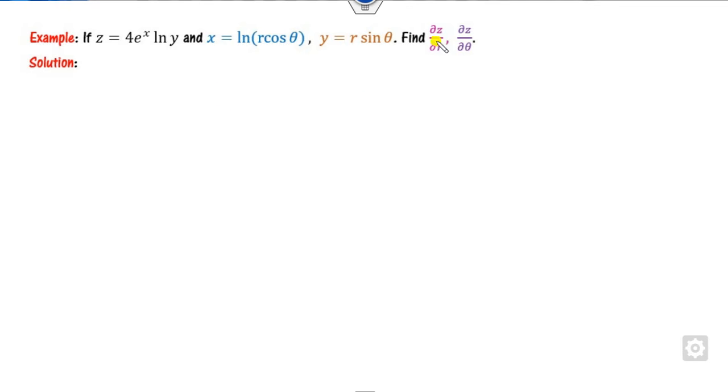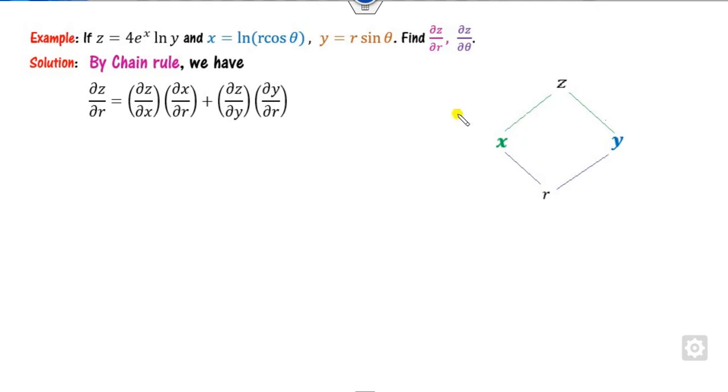Look at the second example. Now you can see I need the partial derivative of z with respect to r. So this is z, this is r. Z is dependent on x as well as y, and x is dependent on r, y is also dependent on r. So you have to write like here.